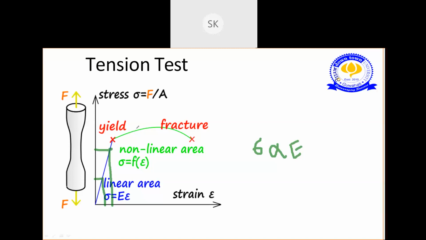Suppose I'm taking a point here, and when the material comes to this point, your structure or material will not go back to its original form. And after getting stressed to some point, it will fracture.